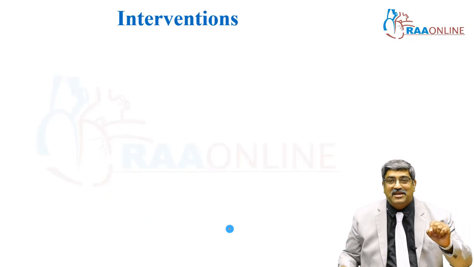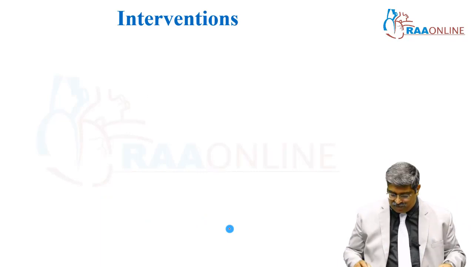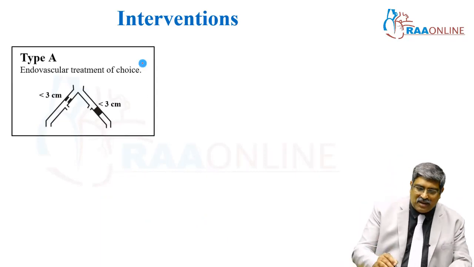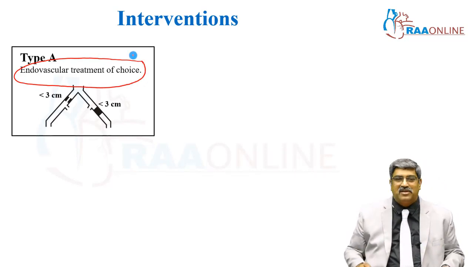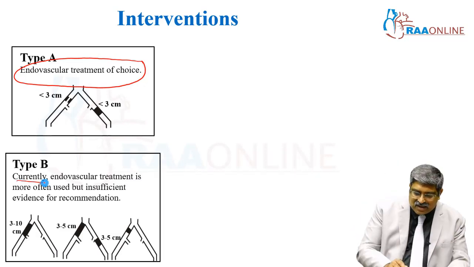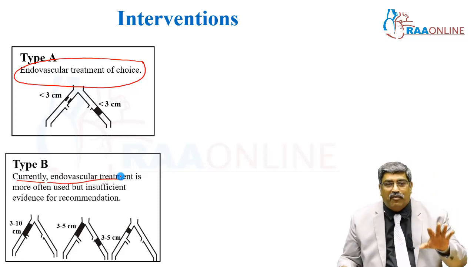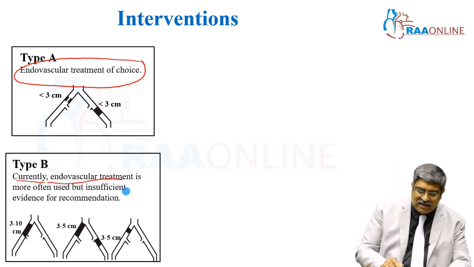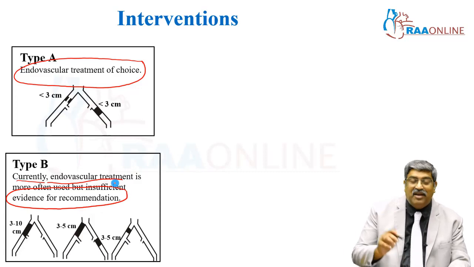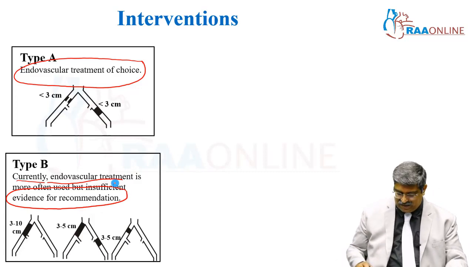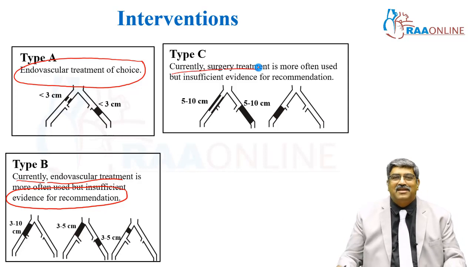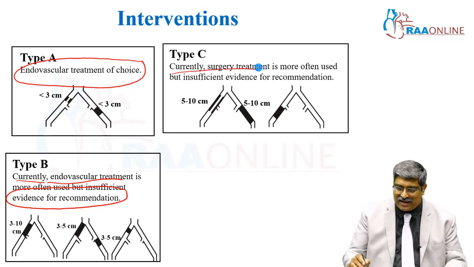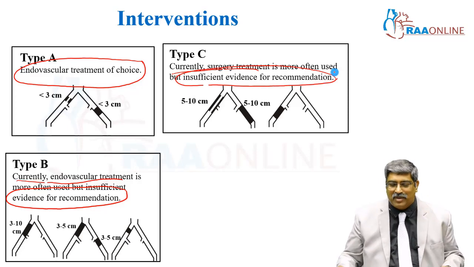Because an intervention might change with each type of lesion. In Type A, endovascular treatment is the treatment of choice. In Type B, endovascular treatment is more often used, but there is insufficient evidence for recommendation. In Type C, more commonly surgical treatment is used. Again, there is insufficient evidence for recommendation.